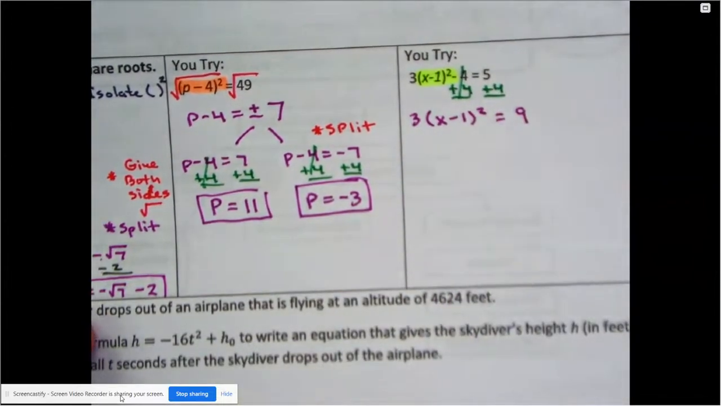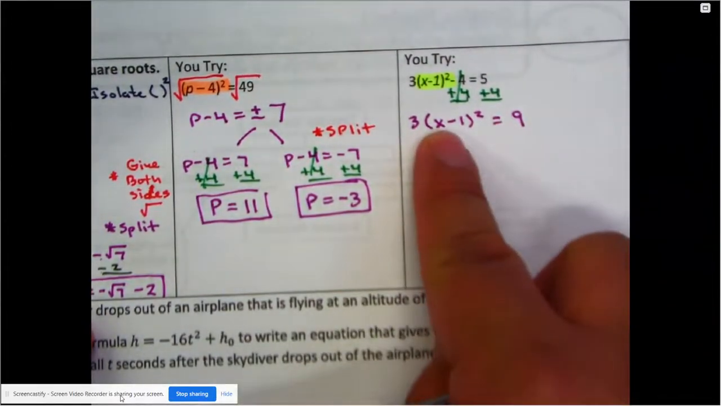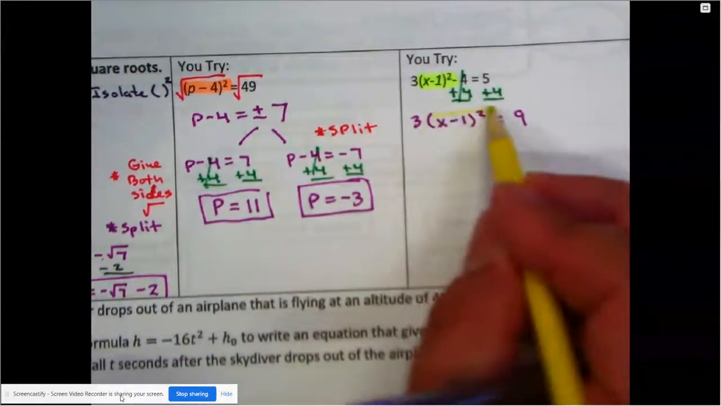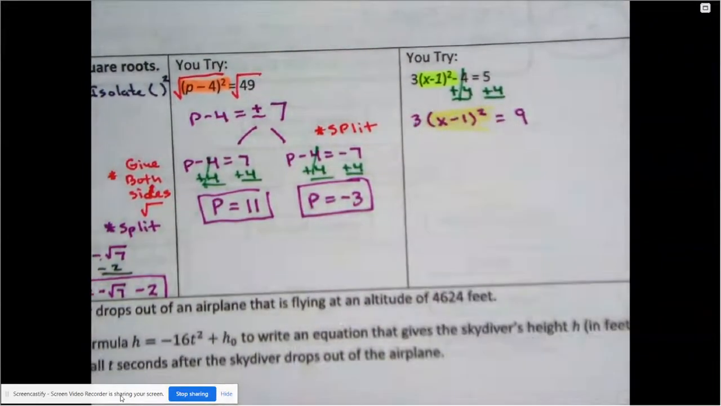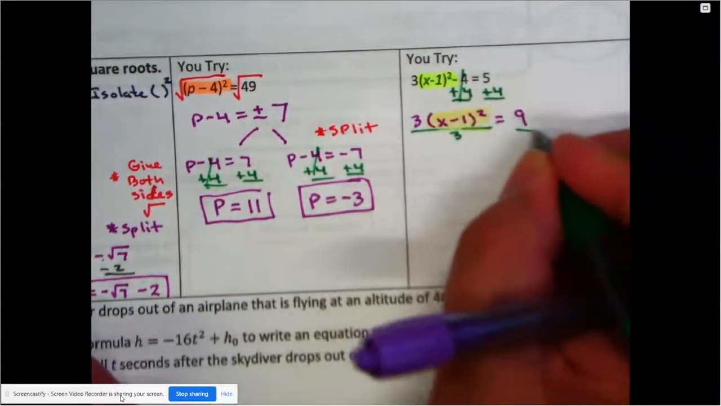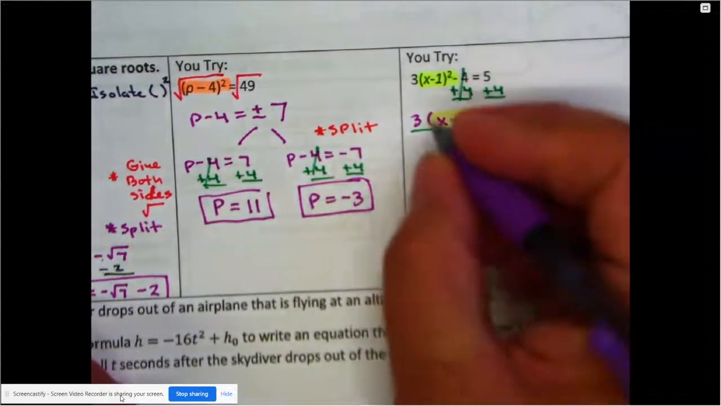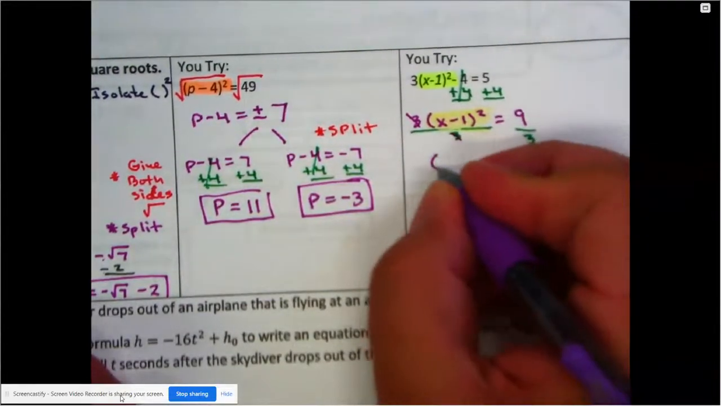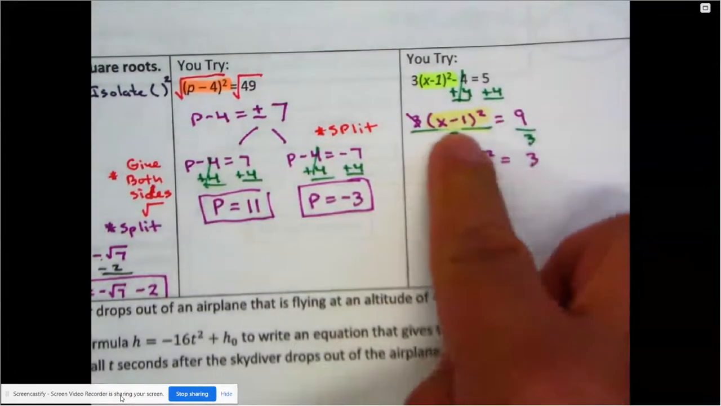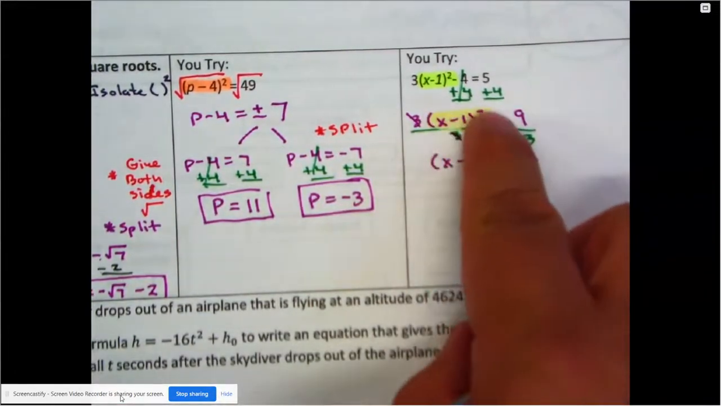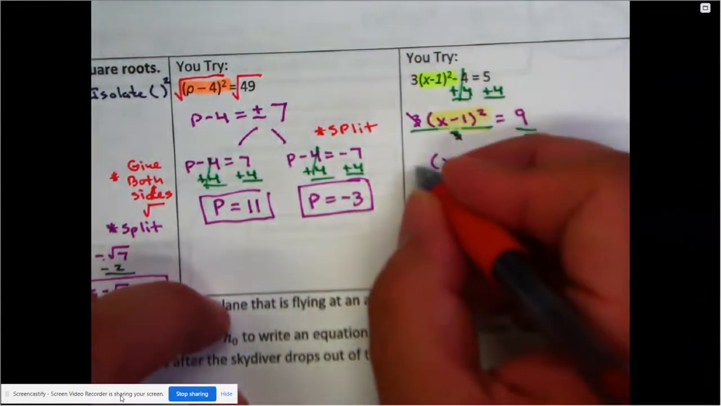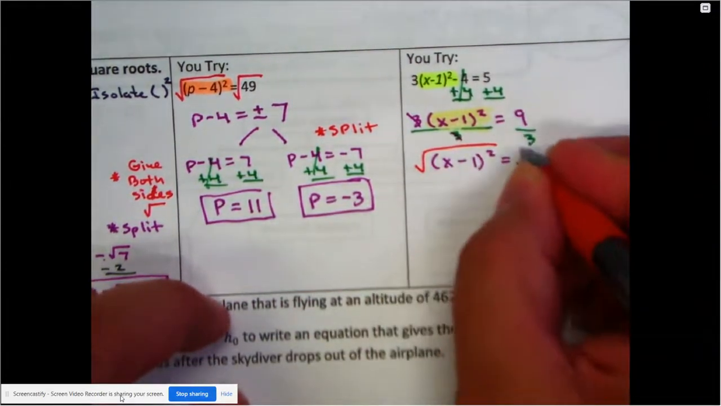All right, easy enough. Still not by itself, right? If I were to highlight this thing, look at that. The 3 is still in the way. So then I'm going to divide everything by 3. The 3's are gone. x minus 1 squared is equal to 3. Again, you are not allowed to distribute a 3. That power of 2 doesn't allow it. But now I can get rid of that power by taking a square root of both sides.